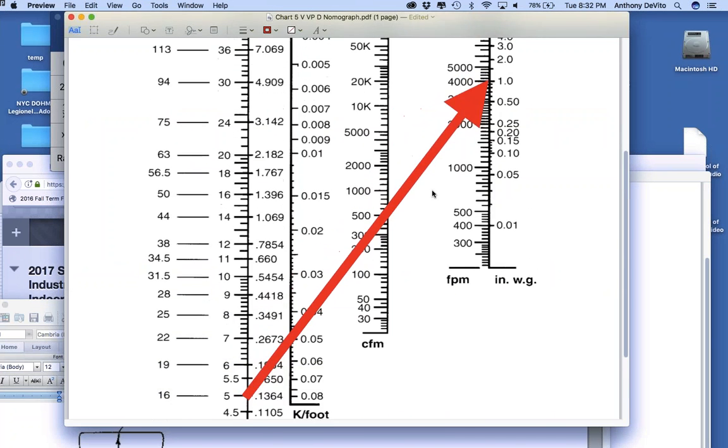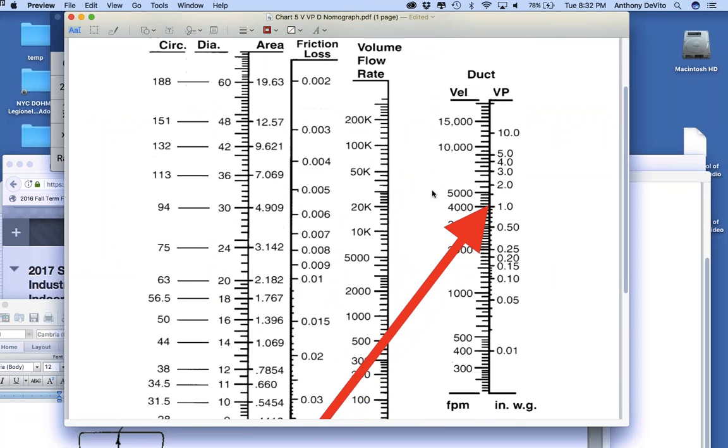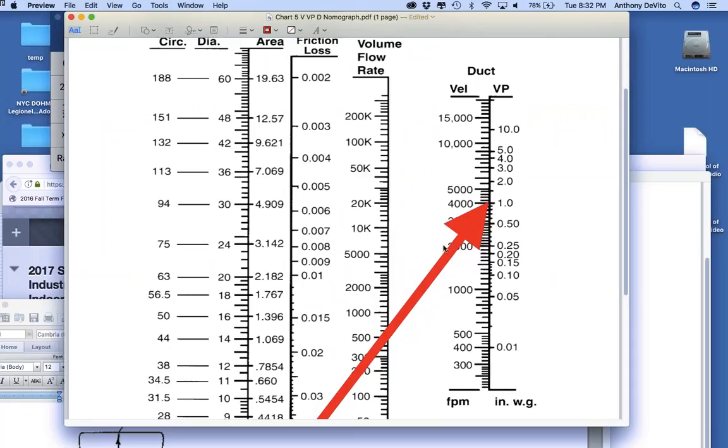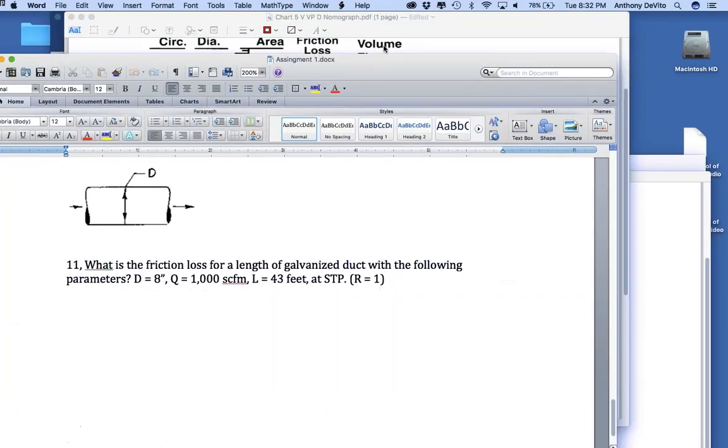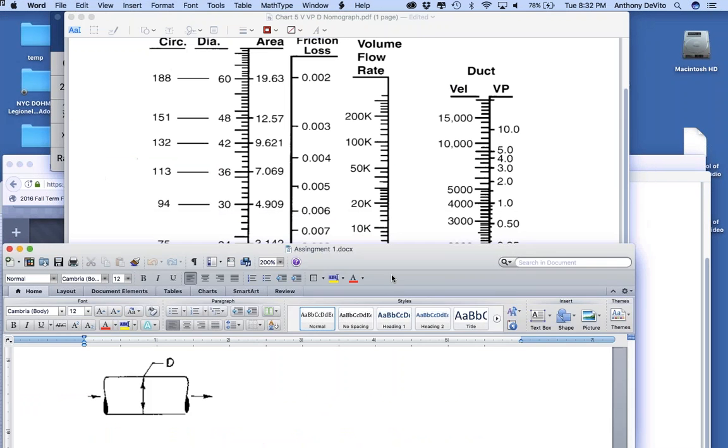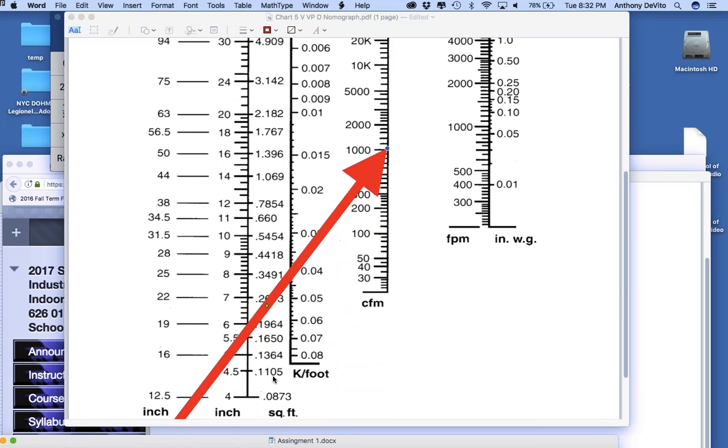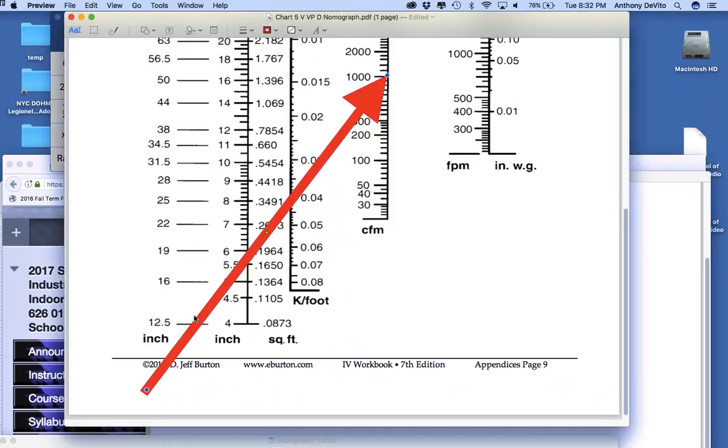Well, do I have Q here? Let's see, the volume flow rate, I have that here as well. So the volume flow rate is 1,000 cubic feet per minute, and the diameter is 8 inches. So my K factor is 0.03. And how many feet do I have? 43. So it's 43 times 0.03. Okay, that's going to be my static pressure loss.